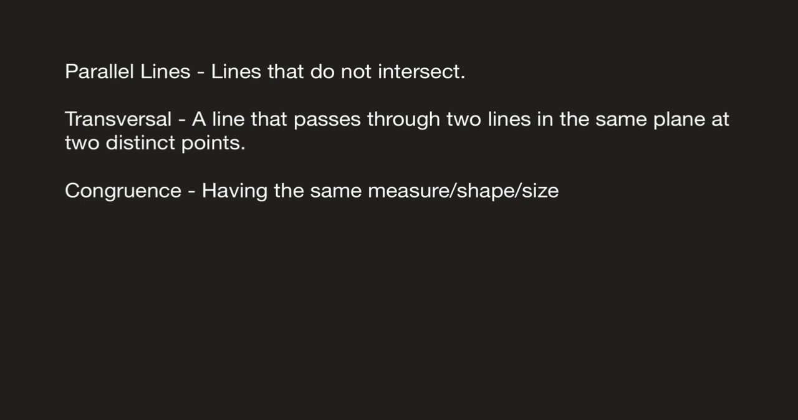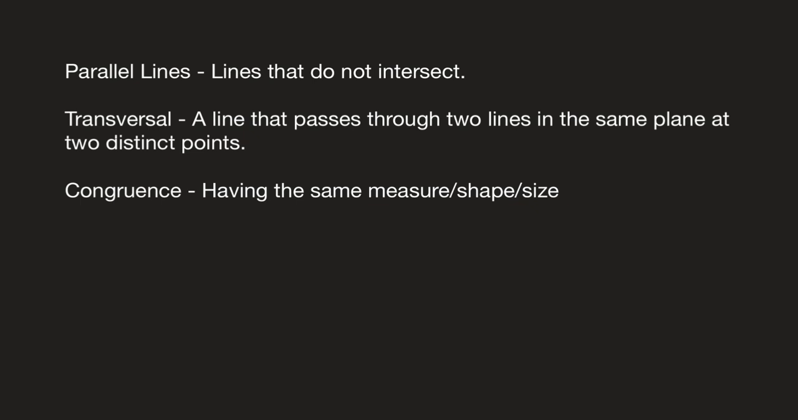A transversal. With these parallel lines, you are going to notice another line running through them that we will refer to as a transversal. Now, a transversal is a line that passes through two lines in the same plane. There's some of that geometric talk. At two distinct points. And you will see that. I think it'll make a little more sense once you see it. But that's what a transversal is. Tried to put it in simple terms.